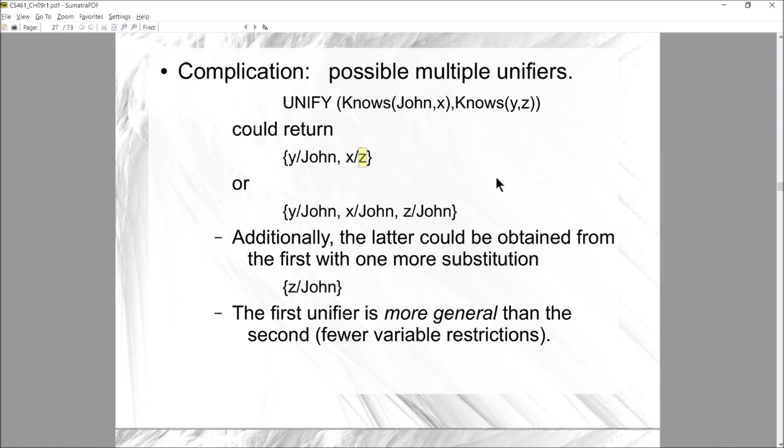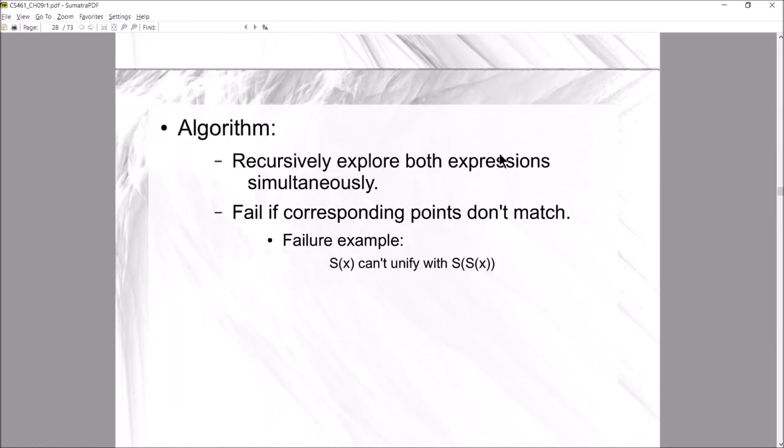Which may or may not be a problem, because if you're going through your unification process and you've assigned Z to X, so you've got John knows Z and John knows Z. Well, what's Z? You'd have to go through another unification process to find out, right? It almost becomes a two-step recursive process. That's why it's more general, because the unification can continue from there. All right, so that's kind of how the unification algorithm works.